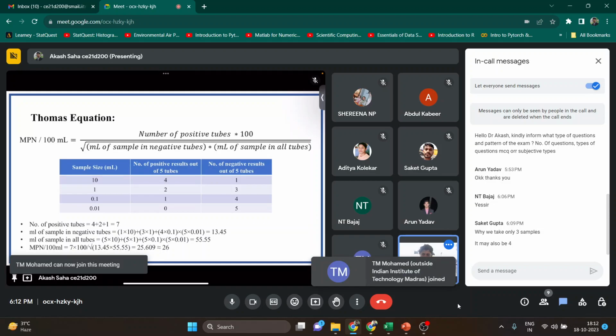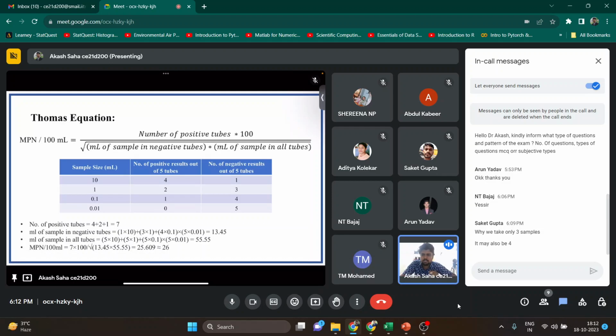Right? So that way, we got all the values. We will put them inside the Thomas equation and we will get the MPN value. So here the MPN value is coming out to be 26.